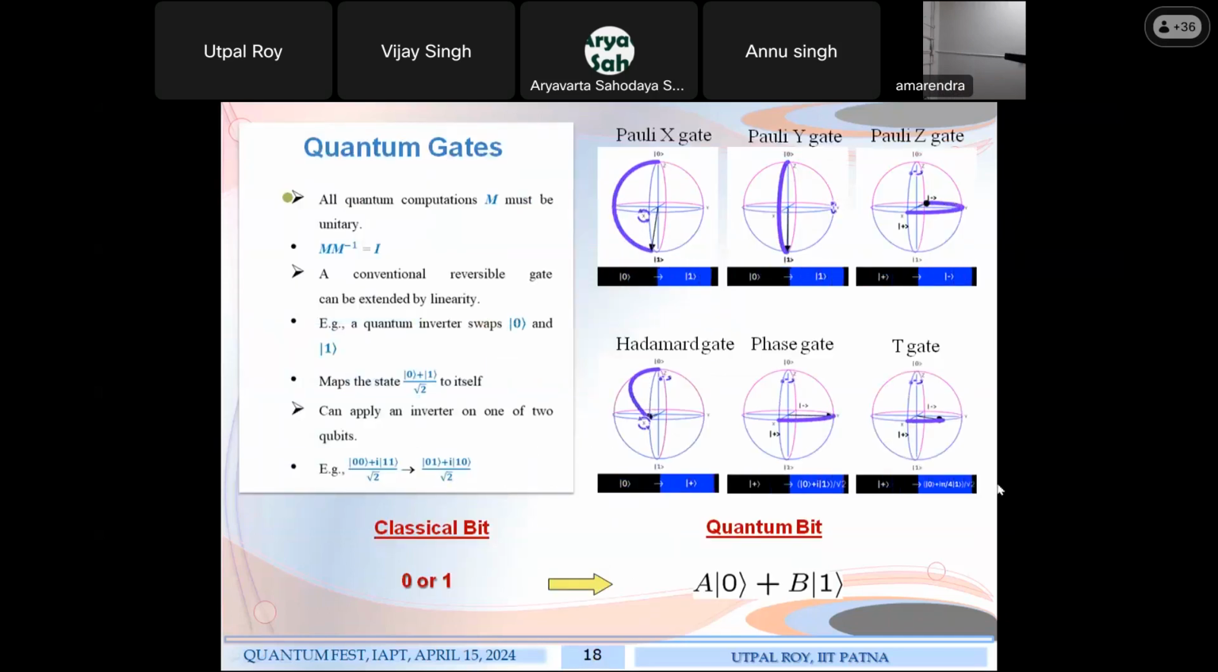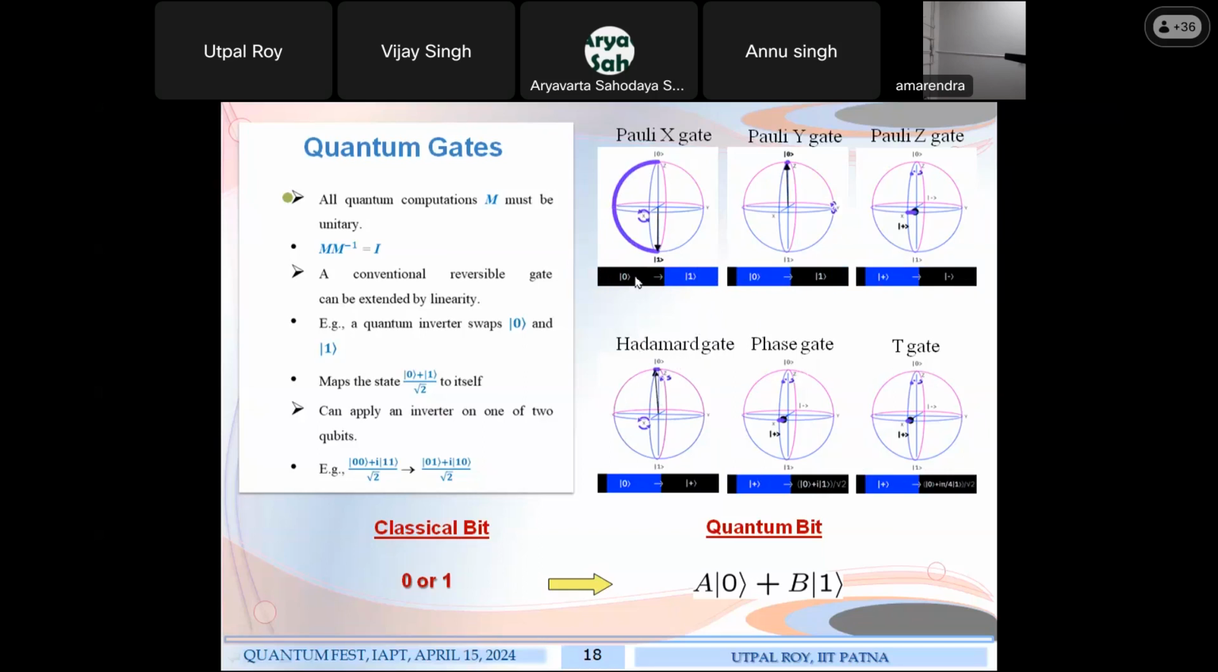Here you can see the Bloch sphere operation, and this is shown for quantum gates. Once we define the quantum bit, the qubit, the next step is to design quantum gates. What are quantum gates? They are the different operations you are doing. There are Pauli matrices, which give you the Pauli X, Y, and Z matrices, where you can see how they operate on the Bloch sphere, and there are other gates like the phase gate, T gate, and Hadamard gate.